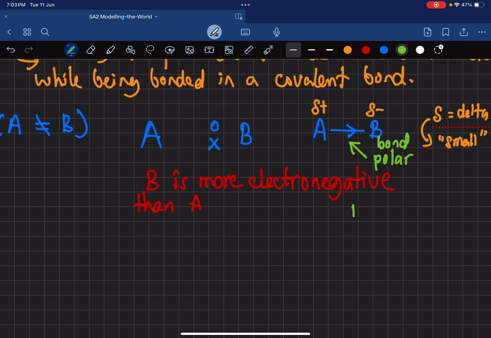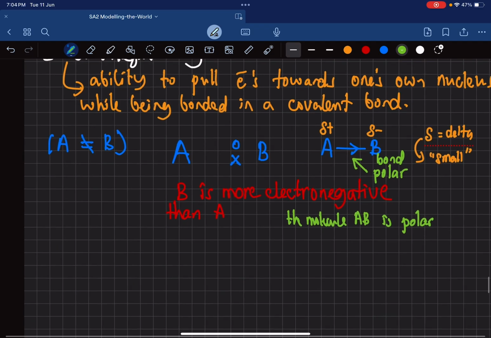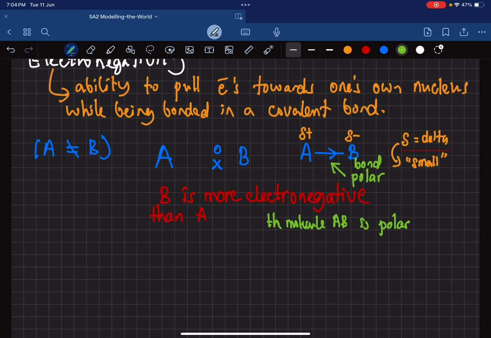And then we say the molecule AB is polar. So this is a polar molecule. This is a very important concept here. The atom that pulls electrons more towards itself is more electronegative. The bond that exists between the two atoms is polar, and the entire molecule becomes polar.